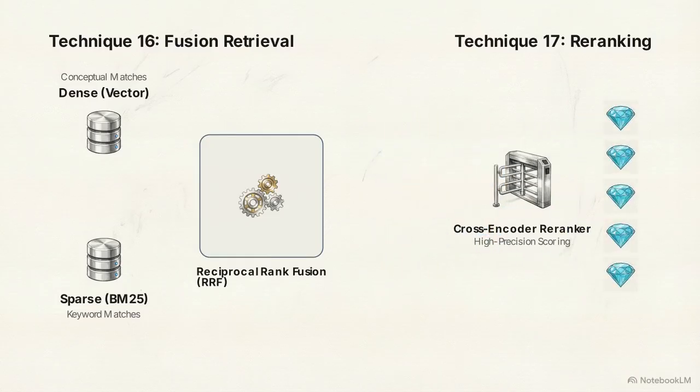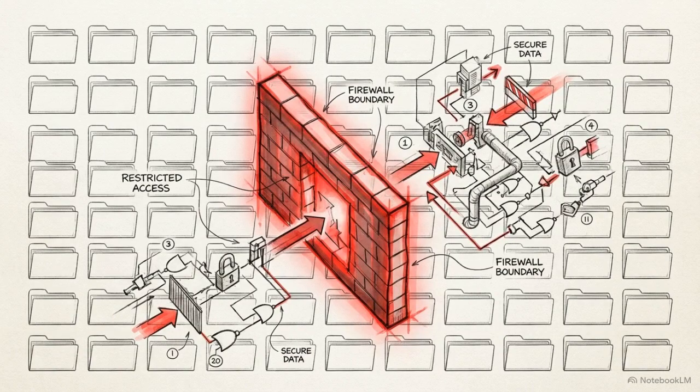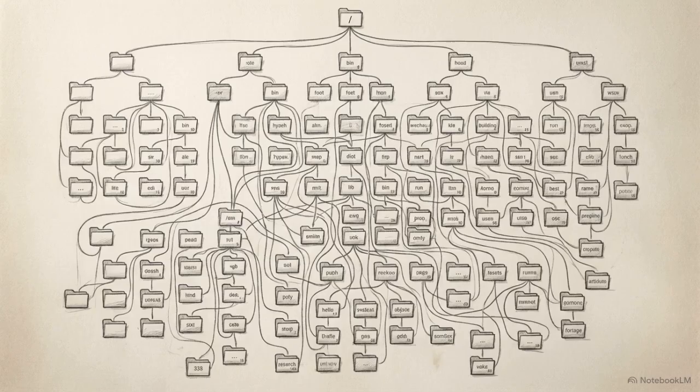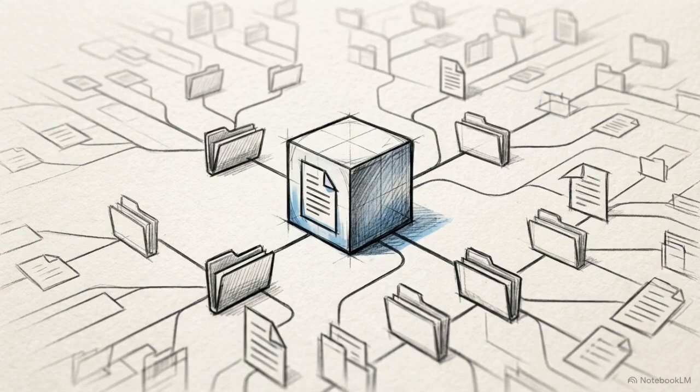Technique 18 applies multifaceted filtering. Before the similarity search even executes, strict SQL-style metadata parameters like tenant IDs and user roles are injected, physically masking out unauthorized data. Technique 19 uses hierarchical indices. For massive corpora, the system executes a coarse search against a database of document summaries, isolates the winning document, and then drills down into a secondary index of specific text chunks.